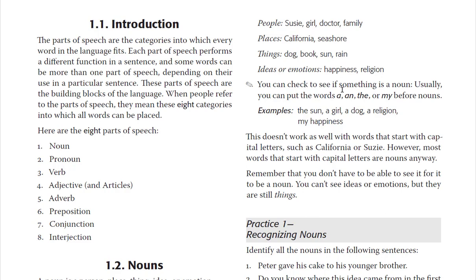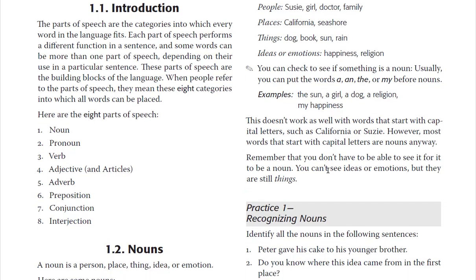You can see if something is a noun. Usually if you can put the words a, the, or my before them, then you know it's a noun. So for instance, the sun, a girl, a boy, a dog, a religion, my happiness. This doesn't work well with words that start with capital letters, such as California or Susie. However, most words that start with capital letters are nouns anyway.